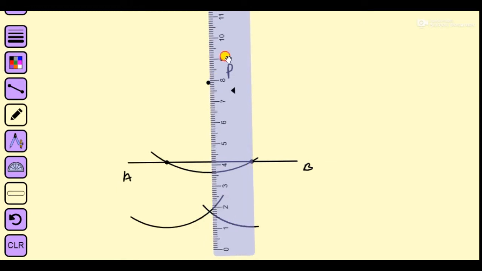Like this, a very straight line. It is looking like a very straight line, and draw a line like this which is perpendicular to this one. It is perpendicular, so remove the scale.